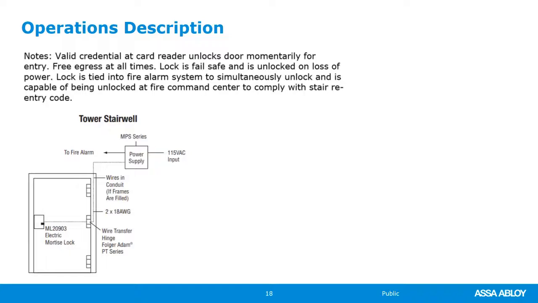The lock is fail-safe and is unlocked on loss of power. Lock is tied into the fire alarm system to simultaneously unlock and is capable of being unlocked at Fire Command Center to comply with stair reentry code. So while this is free egress at all times, because it's a stair, we have to note the code requirements to tie it into the fire alarm system and have it unlocked at the time of fire.